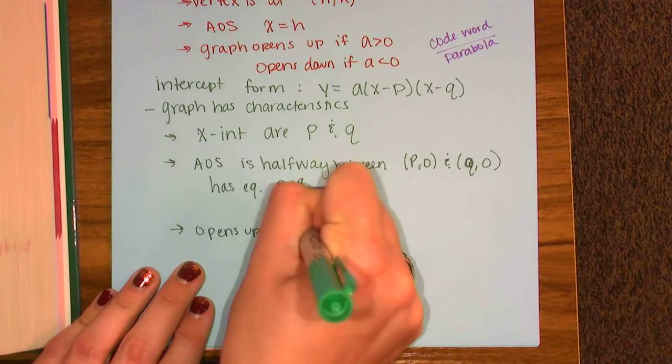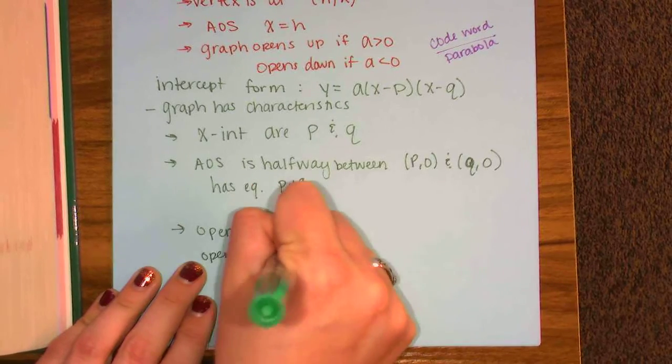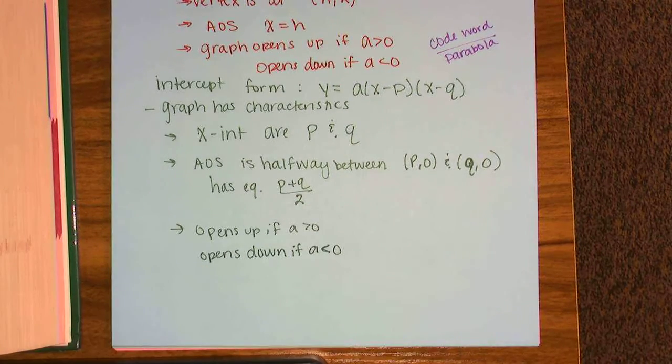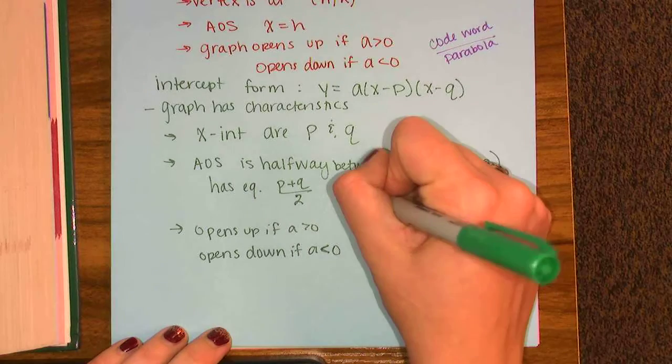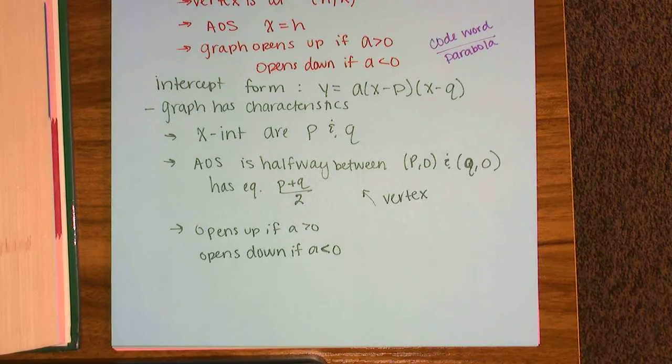It opens up if a is greater than 0, opens down if a is less than 0. So that's just some characteristics of the graph. Again, I do think this is the easiest, and obviously this also gives you your vertex: wherever your axis of symmetry is, that gives you your vertex as well.